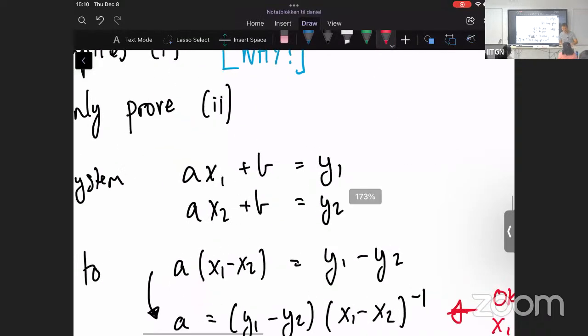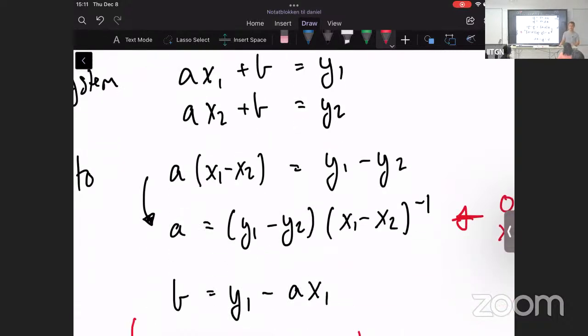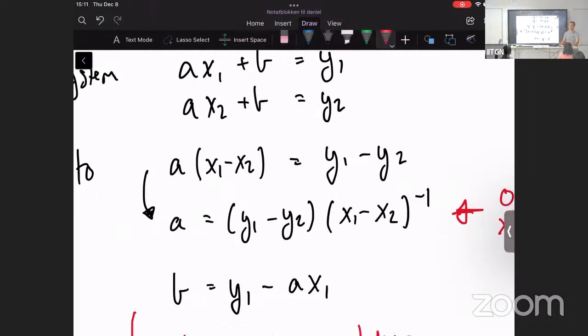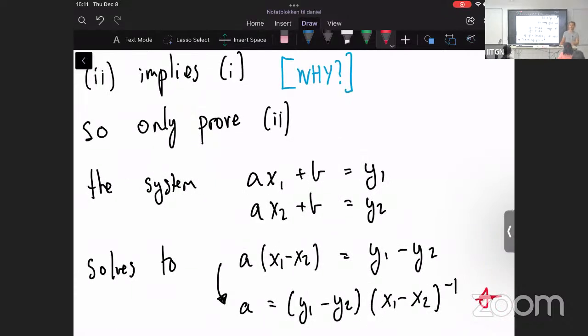So I now have the system ax1 plus b equals y1, ax2 plus b equals y2, for x1 not equal to x2. Now I subtract the second one from the first one and get a times (x1 minus x2) equals y1 minus y2, and x1 minus x2 is non-zero, so it has a multiplicative inverse, right? So I now get that a is equal to (y1 minus y2) times (x1 minus x2) inverse. So I know what a is, and then b is just y1 minus a x1, right? In particular, this is a set of linear equations that are non-singular. You can check this, so it has a unique solution.